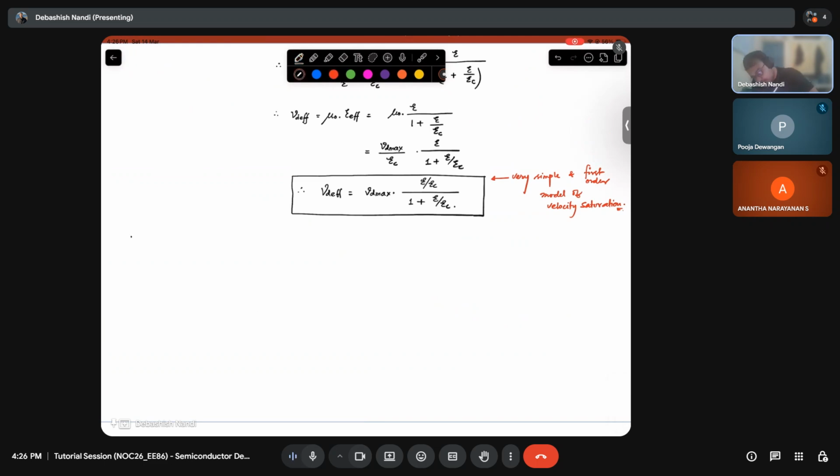So your MOSFET model, you know, right? The MOSFET model in linear region is mu 0 Cox W by L times VGS minus VTH times VDS minus VDS square by 2. This is, you know, right? This is without velocity saturation. Okay.